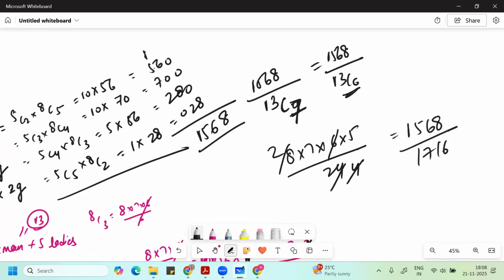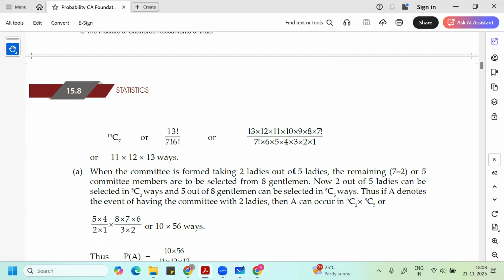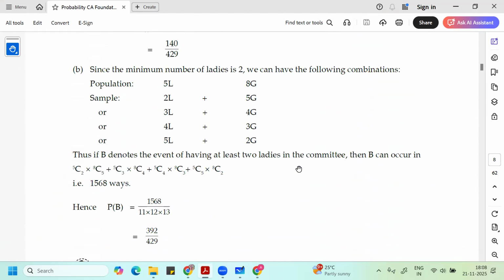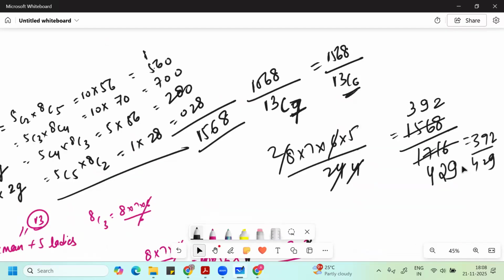Simplifying 1568 by 1716, dividing by 4 gives 392 by 429. 392 by 429. This is what I got. Clear?